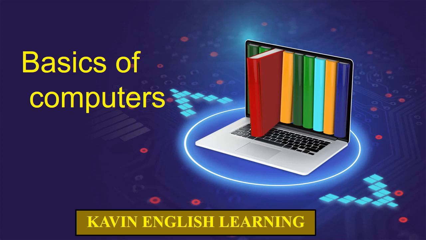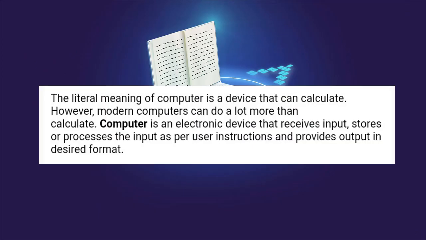Let us start with defining the term computer formally. The literal meaning of computer is a device that can calculate. However, modern computers can do a lot more than calculate. Computer is an electronic device that receives inputs, stores or processes the inputs as per your instructions, and provides output in desired format. So, my dear students, now you understood.